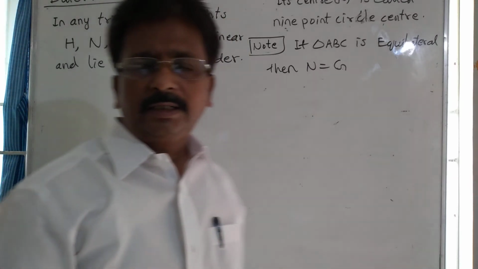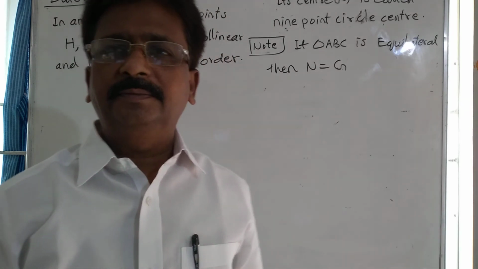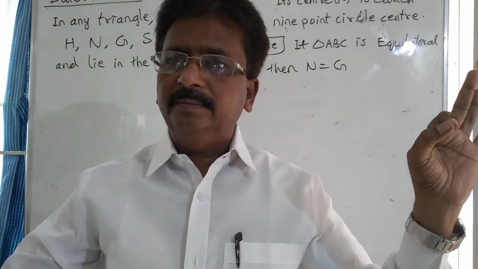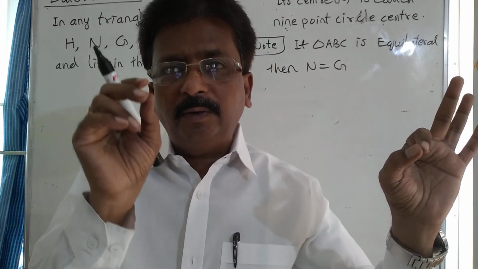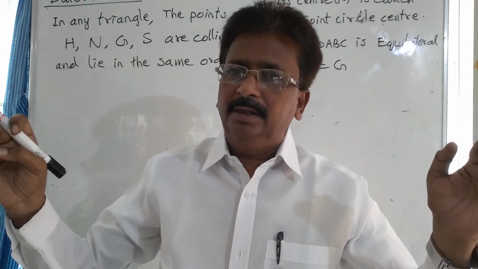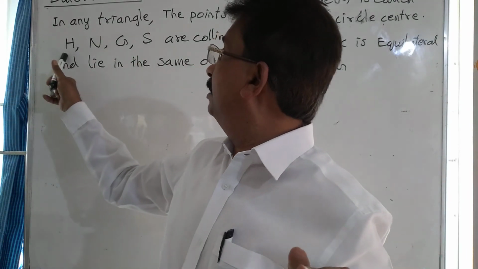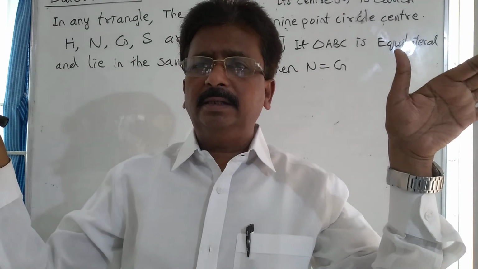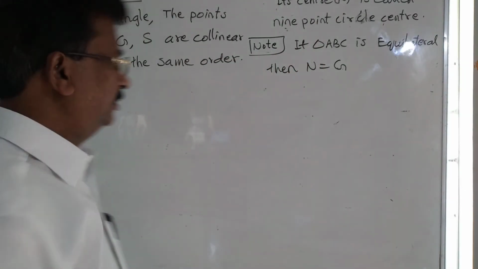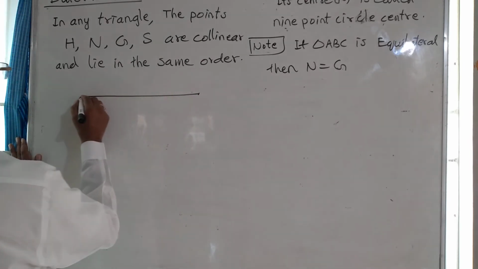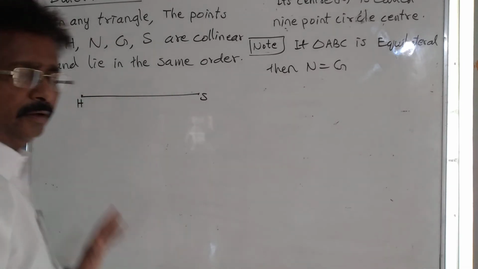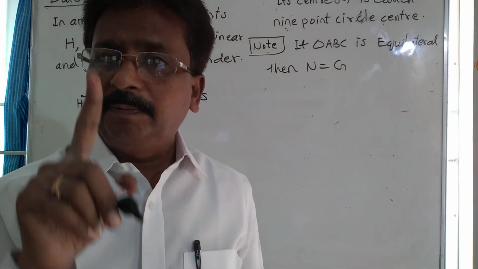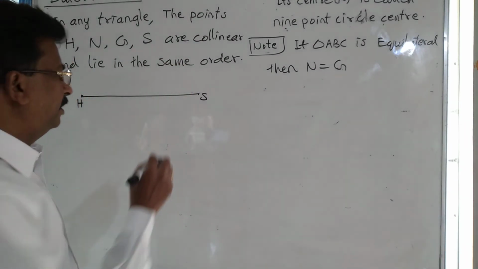Okay. Now let us draw a line and identify them. Because they are collinear, they have a specific place on the line segment. In the line segment, the first point is H, the last point is S, and N and G lie in between S and H. Now where does N lie between S and H? At the midpoint. N is the midpoint of H and S.